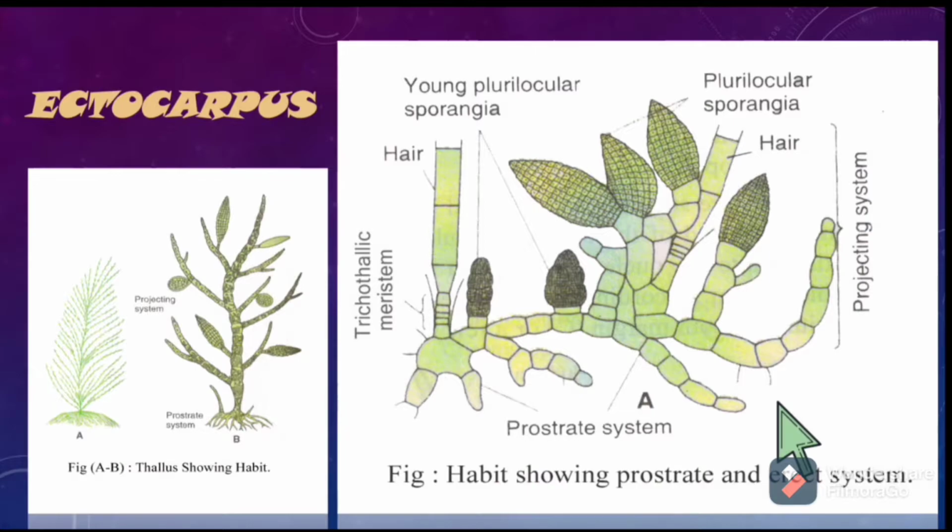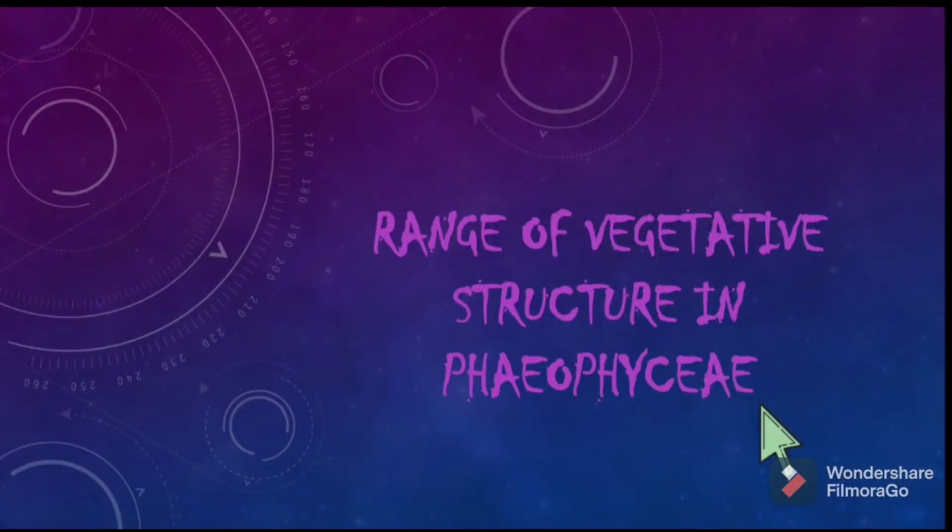Okay, in this video we will discuss the range of vegetative structures in Phaeophyceae, that is brown algae. We have studied earlier the life cycle of one of the algae which belongs to Phaeophyceae, and that is Ectocarpus. That is the example of brown algae. Now, the Phaeophyta consist of the most highly evolved type of algae, and all are multicellular.